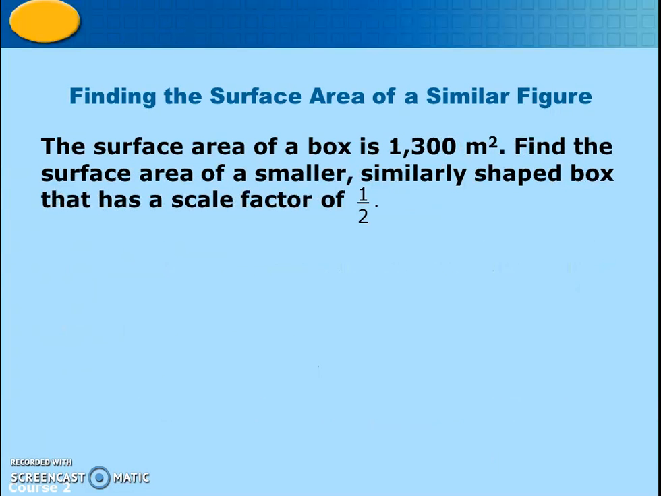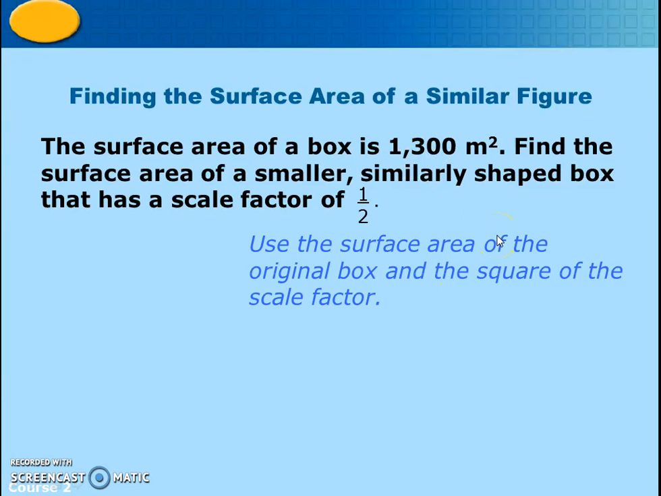Okay, let's have a look at another example. This time we're shrinking it. So our scale factor is a half. So we're going to take the surface area of the original box, which is 1,300, times a half squared, because that's our scale factor, and we are squaring it because it's surface area.